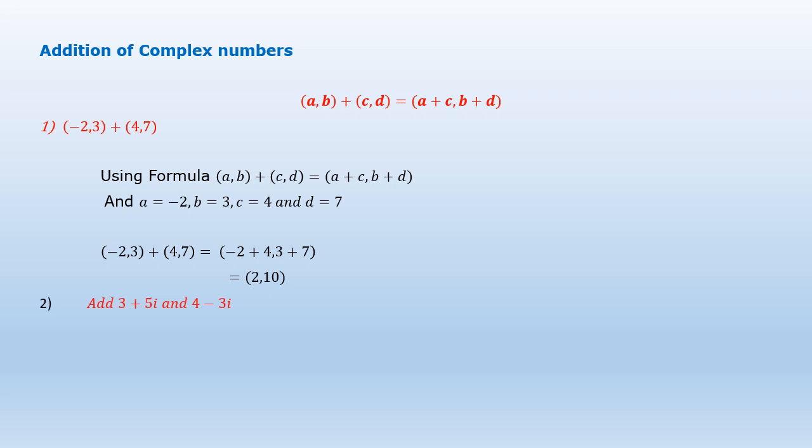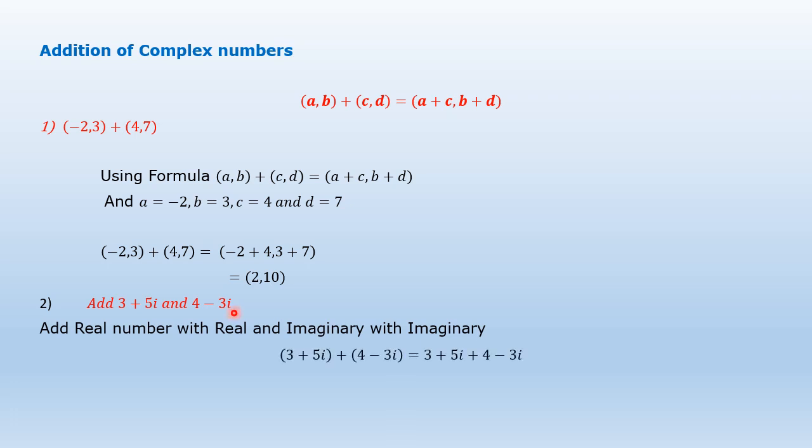We have another question: 3 plus 5i and 4 minus 3i. I will not use any formula here. We'll just add real number with real number and imaginary with imaginary. So 3 plus 5i plus 4 minus 3i is rewritten as 3 plus 5i plus 4 minus 3i. Now the real number is added with real, that is 3 plus 4, and the imaginary number is simplified with imaginary. So the answer is 7 plus 2i.